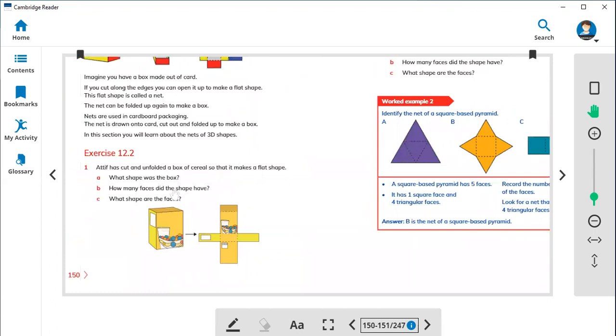Now here, 12.2. Afif has cut and unfolded. So this one he unfolded. What shape was the box? How many faces does the shape have? So obviously you have to count. This also has 6 faces. So what shape is the box? The box is a cuboid. And what shape are the faces? The faces are rectangles. Mostly all of them are rectangles.